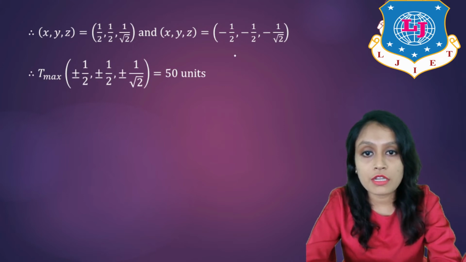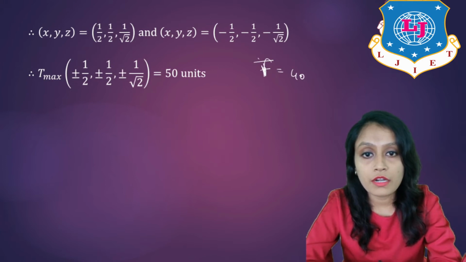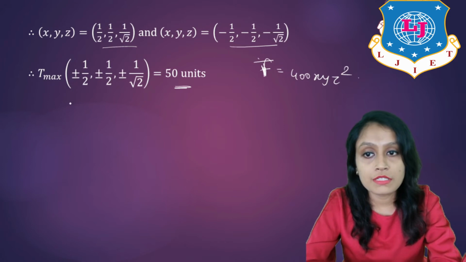Now we have to find the value of this function. Okay, so the function is what? F, that is t. Here we have t. Okay, so it is 400 x y z square. So if you put this point and this point, you will get the same answer, that is 50 units, which is the maximum temperature.